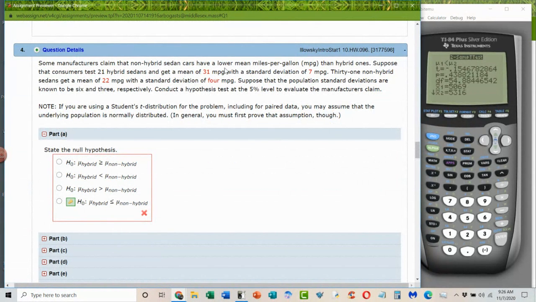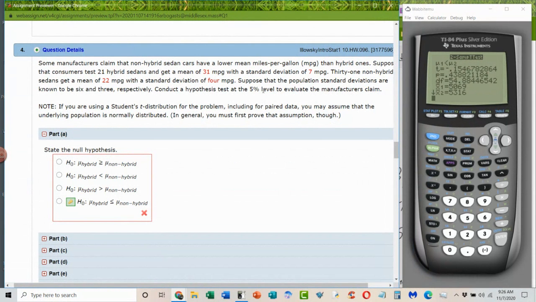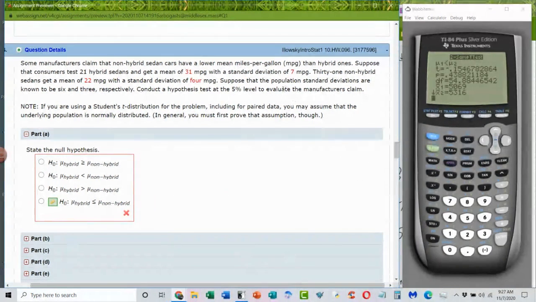This one here is a z-test. I knew that because they tell us what the population standard deviations are. Even though they tell us what the sample standard deviations are for each sample, that isn't important. They tell us that the population standard deviations are 6 and 3. That means we have to do a z-test, and I'll show you what it's going to look like.